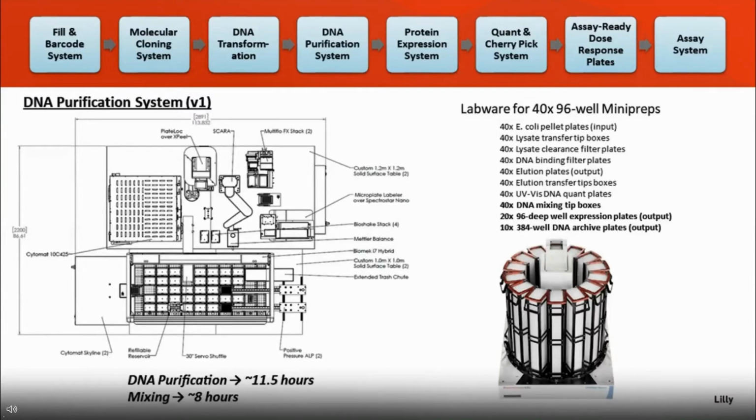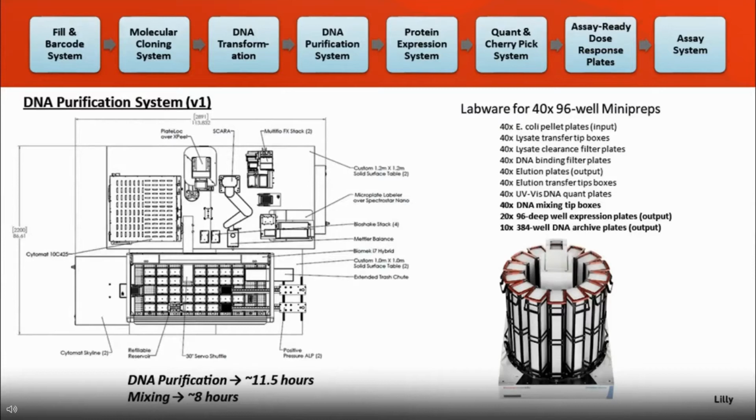And so when we model the DNA purification with the mixing, we're looking at roughly a 20-hour workday, or 20-hour automated process, to go from E. coli pellets all the way to DNA that's mixed and ready to be transfected. It doesn't leave a lot of time if you're going to do this in subsequent days. And a lot of this is going to be running at night.